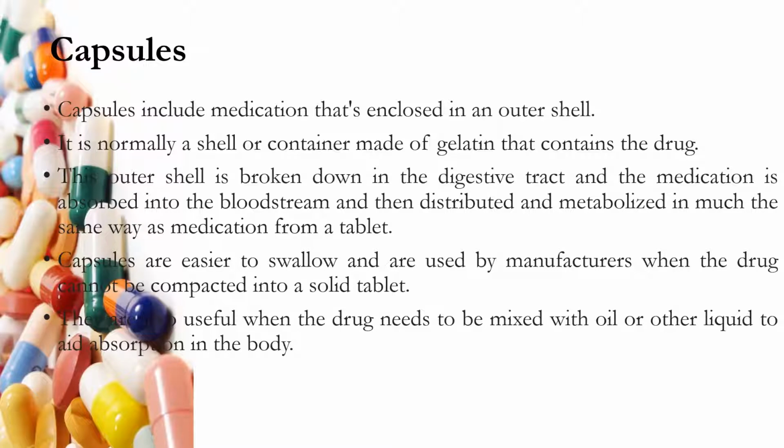Capsules are medication enclosed in an outer shell, which can be made of gelatin, a container of gelatin, a shell where the drug, the API, should be there. The outer shell is broken down in the digestive tract, and the medication is absorbed into the bloodstream. After absorption in the bloodstream, it can be distributed and metabolized in our system. Capsules are easier to swallow and used by manufacturers when the drug cannot be compacted into a solid tablet.